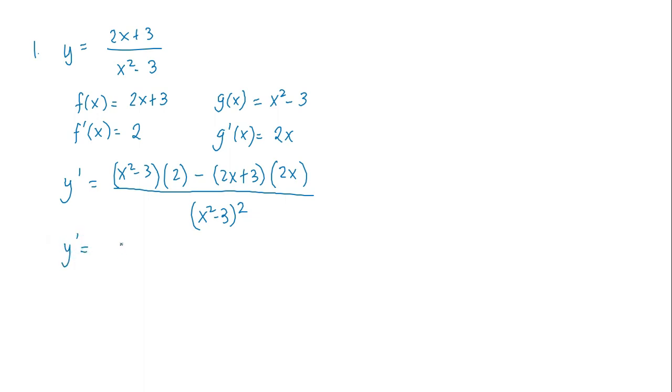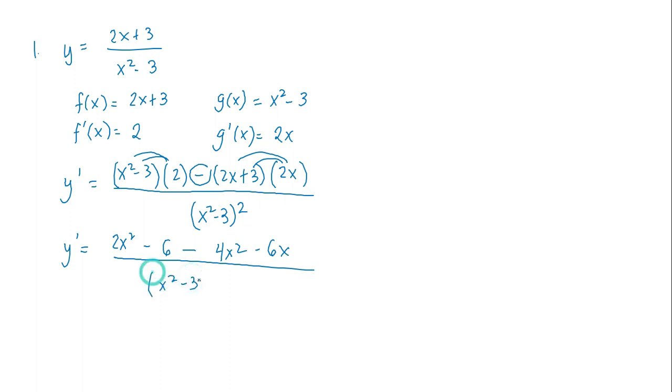So we have y prime is equal to 2 times x squared is 2x squared, 2 times negative 3 is negative 6, minus 2x times 2x is 4x squared, 2x times 3 is 6x, multiply by negative 1, so we have negative 6x, all over x squared minus 3 squared. Okay? Let us now combine similar terms. So we have 2x squared minus 4x squared. That will give you negative 2x squared.